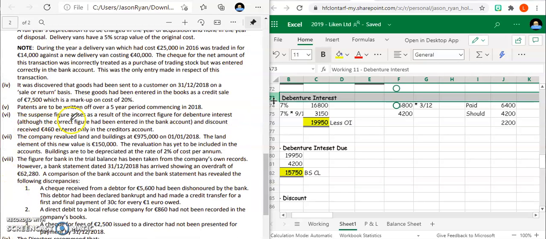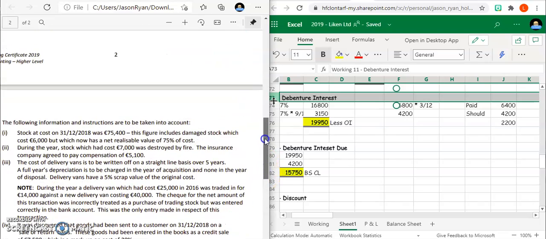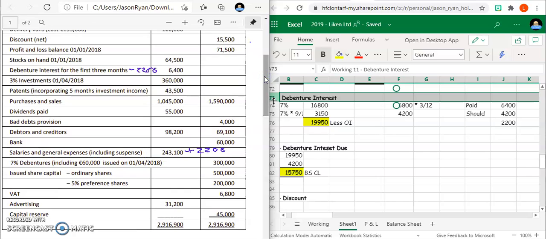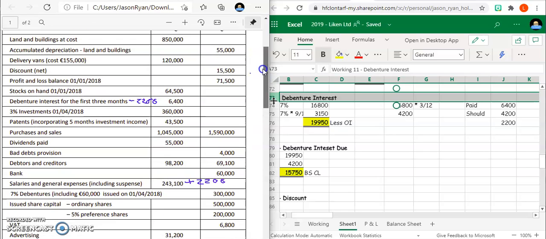The next part tells us that the discount received, 640, was entered only in the creditors account. So it's telling us that we received 460 of discount. Let's have a look and see where our discount is. The discount here is on the credit side, so that's going to be an income. If it was on the debit side, it would be discount allowed. This is discount received. So we received an extra 460.